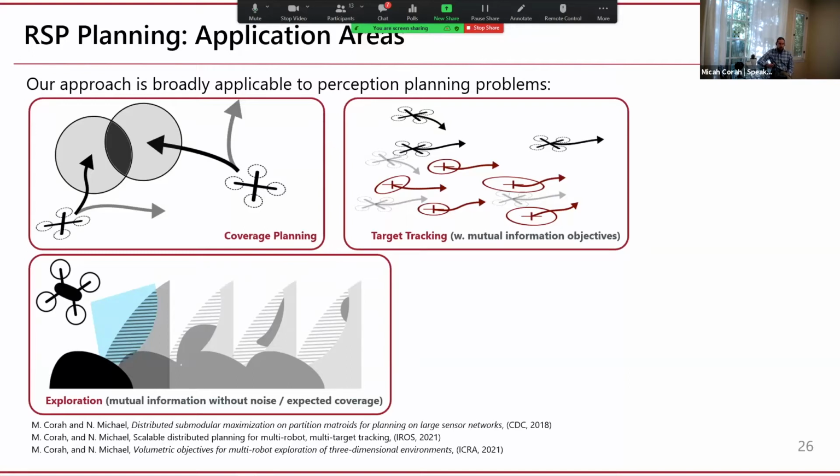Our results are applicable to a wide variety of sensor coverage problems, including the exploration objective that I talked about earlier, that weighted expected coverage. And we've also developed similar results for target tracking with mutual information objectives and independent targets, as I illustrated on the top right.